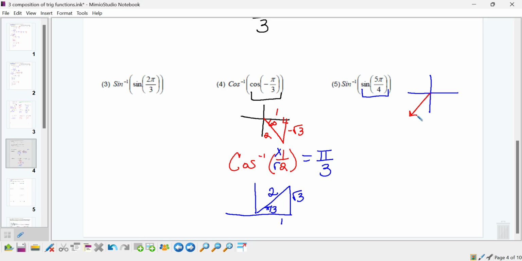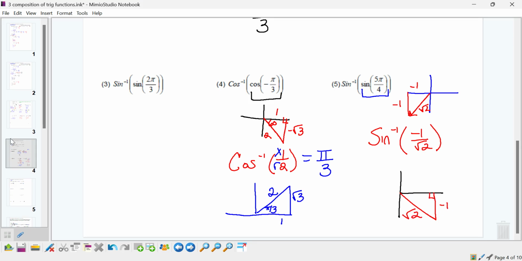Okay, so 5 over 4 is a little more than 4 over 4. It is a 45-degree reference angle, so we get -1 over root 2. So sine is y over r. Well, now I need sine inverse, and that's restricted, so I'm going to draw a new triangle in quadrant 4 because we went negative y over r.